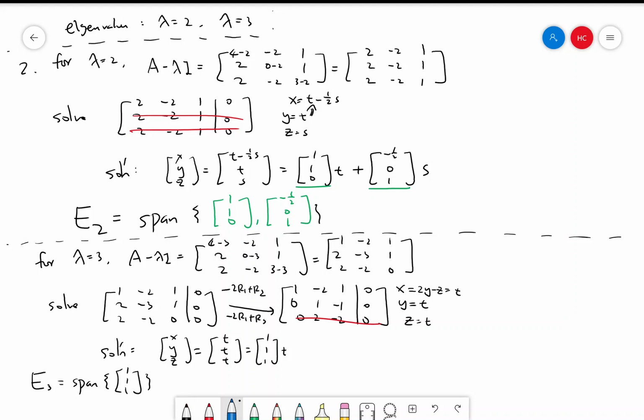So in summary, we have two eigenvalues, lambda equal to 2 and lambda equal to 3. For the eigenvalue lambda equal to 2, we have an eigenspace spanned by 2 vectors. And for the eigenvalue 3, we have an eigenspace spanned by 1 vector.